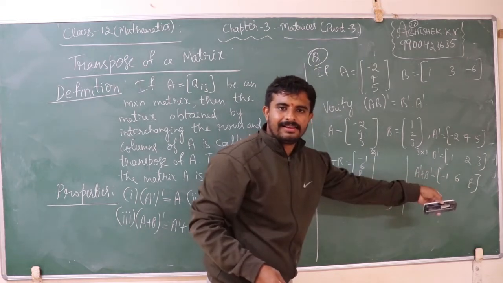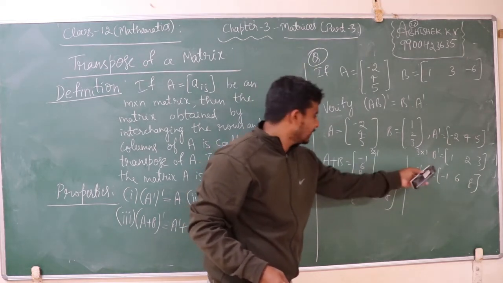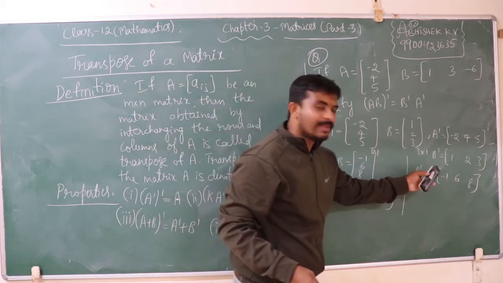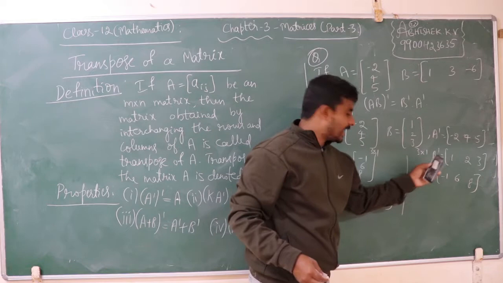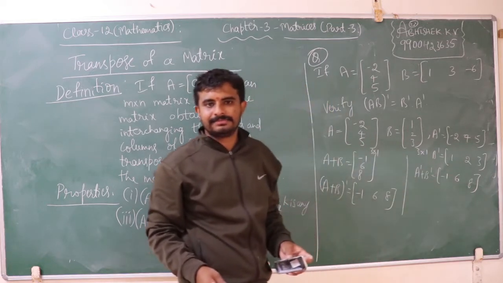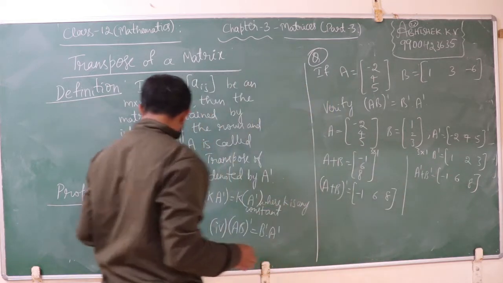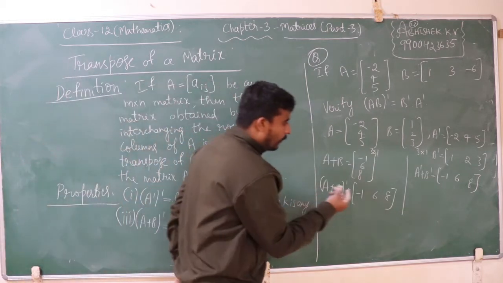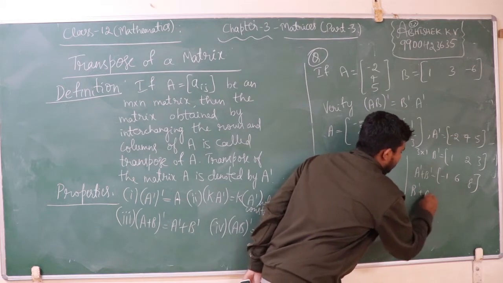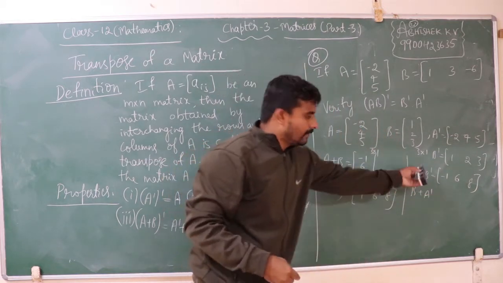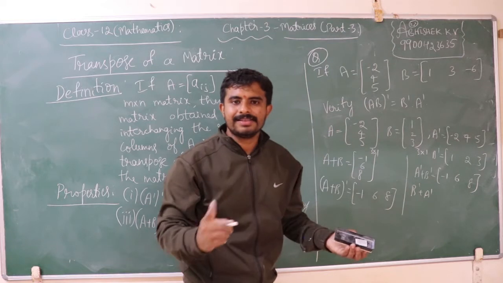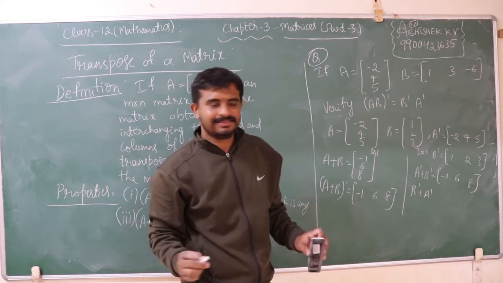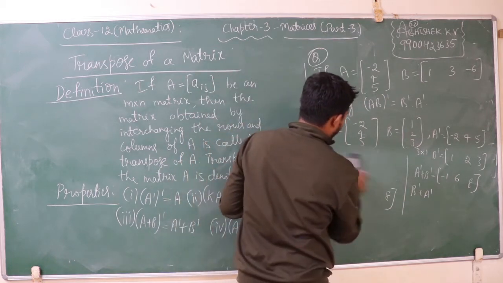Both are equal, by equality of matrices. That is, the transpose of the addition of these matrices is equal to the addition of the transpose of A and the transpose of B. Is it clear? Therefore, A plus B whole transpose is equal to A transpose plus B transpose. If your question is, sir, what happens to B transpose plus A transpose? Yes, it is also the same. Why? Because addition of matrices holds the commutative property. Is it clear? Then I move on to the next one.